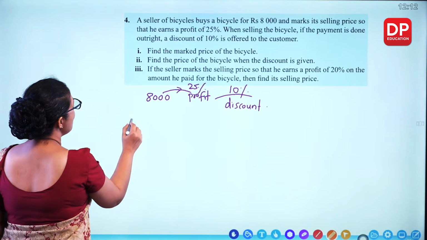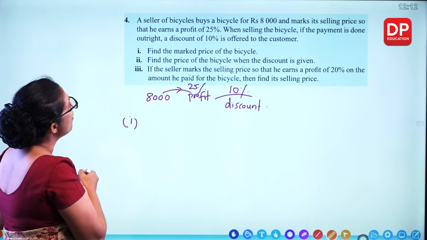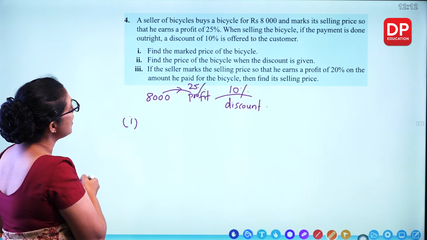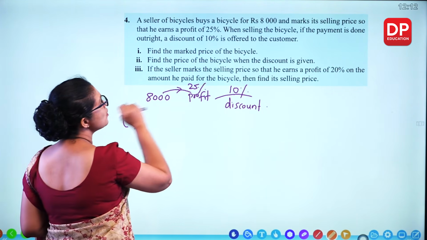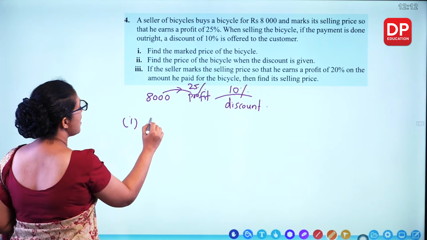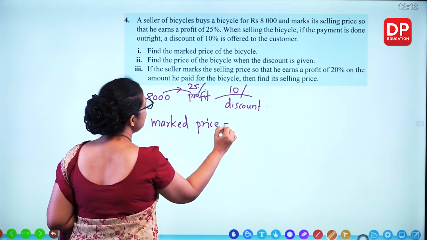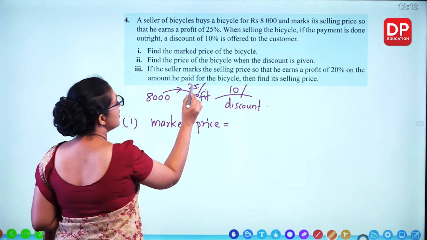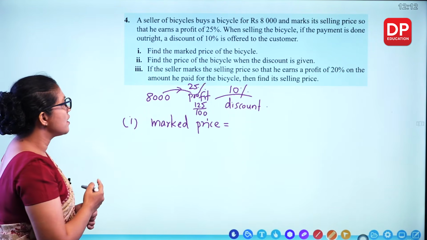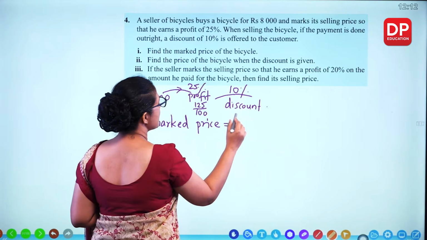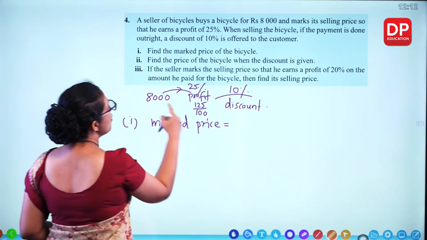Now we'll find out the first part. Find the marked price of the bicycle. So he buys a bicycle for 8000 and marks it with the 25% profit. So what's the marked price? Straight away we can find out the marked price is 125 over 100, because with the 25% profit, 125 over 100 into the value.